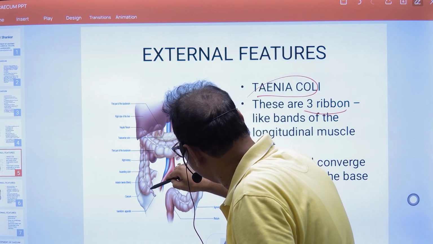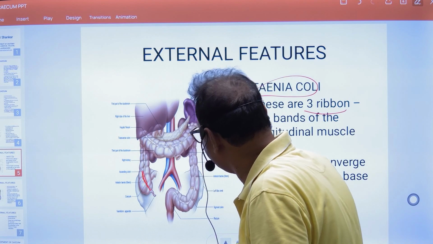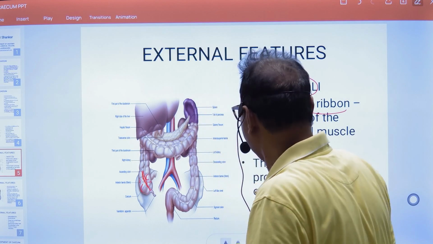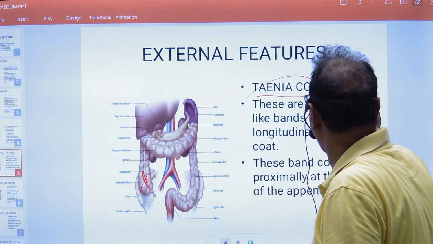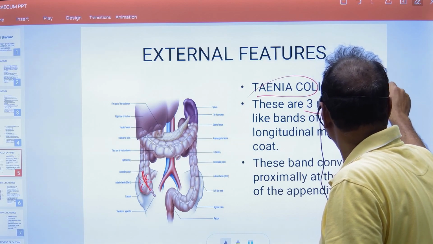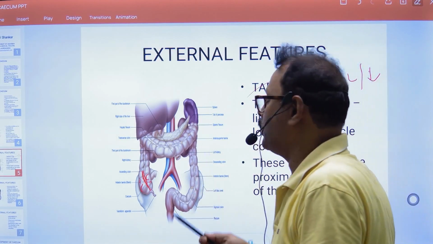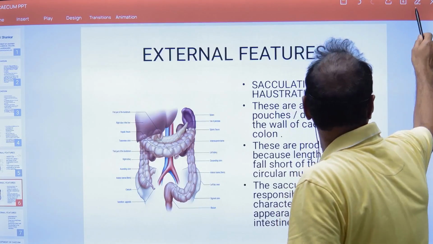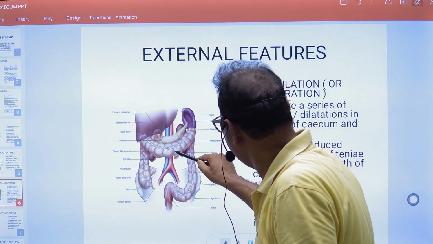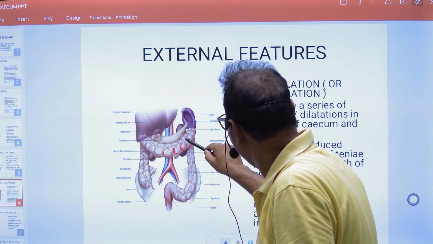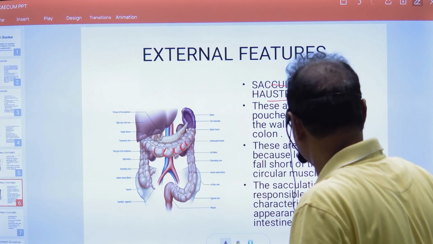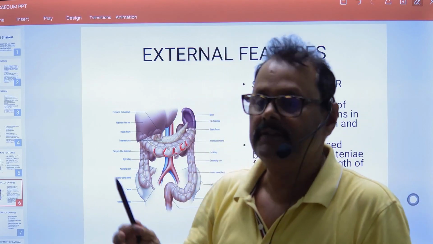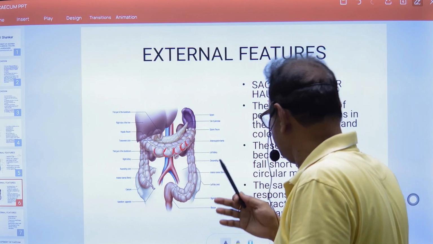This is the taenia coli of the cecum. You can see the haustration over there. Why do we get the haustration? Because the length of the taenia coli is much shorter than the length of the inner circular layer. That's why we get this sort of haustration, or sacculation. This is a salient feature of the large intestine, and it is due to the shorter length of the taenia coli than the greater length of the circular muscle.